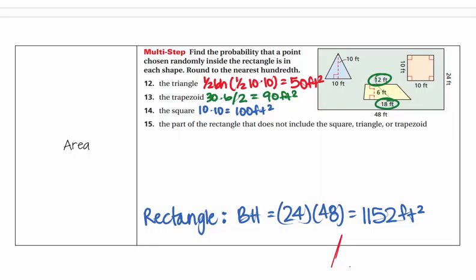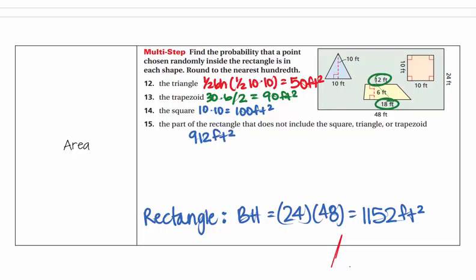And then it says the part of the rectangle that does not include the square, the triangle, or the trapezoid. So what we're going to do is take this total of 1152 and take out the 50 feet for the triangle, take out the 90 feet for the trapezoid, and take out the 100 feet for the square. So there's 912 feet squared left.